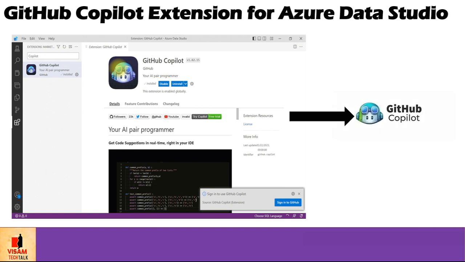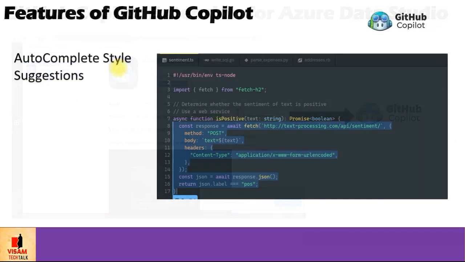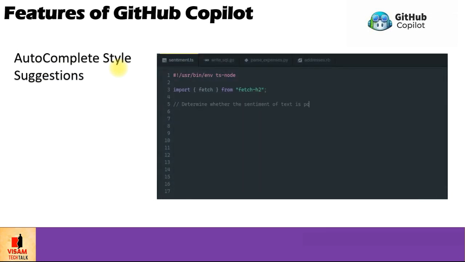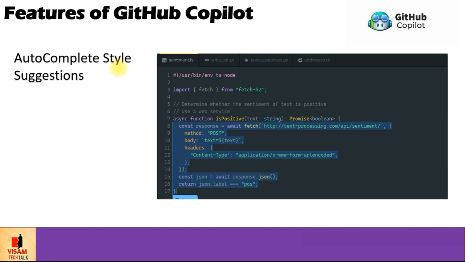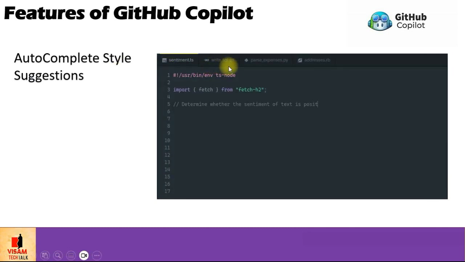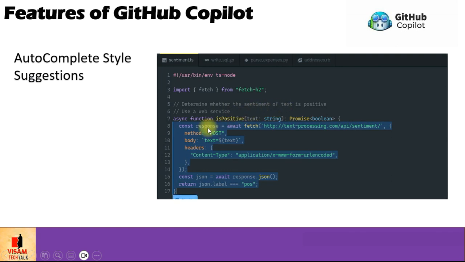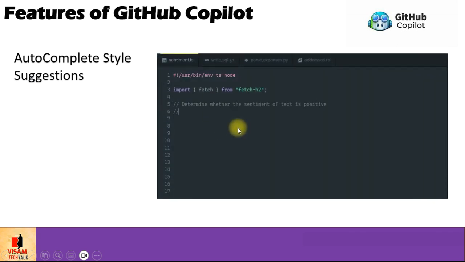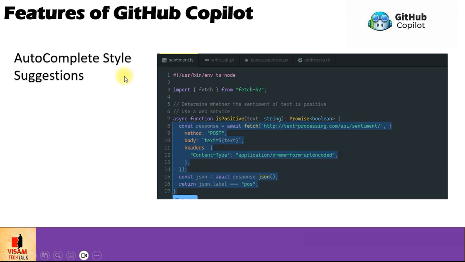Now, so far, you know how we are going to add GitHub Copilot in various IDEs, right? So now, how is the code generated? This is one of the features, the autocomplete style suggestion, which is nothing but whenever you are specifying any comment, or whenever you are typing the code, it automatically generates that code. That is called autocomplete style suggestion.